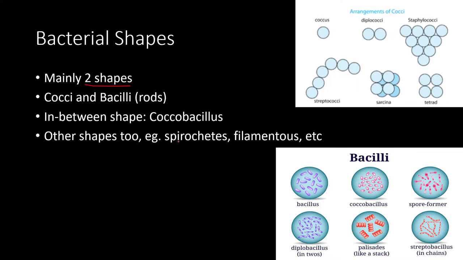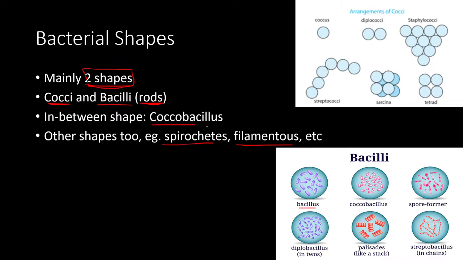I mean, there's more. You know, like I mentioned down here, there's spirochetes, there's filamentous, there's a bunch of shapes. But the two major ones you need to know about are cocci and bacilli. And bacilli are also known as rods, which is clearing it up, because there's actually a species of bacteria called bacillus, which is not all rods, okay? So basically, there's cocci and there's rod-shaped. These are the two major shapes.